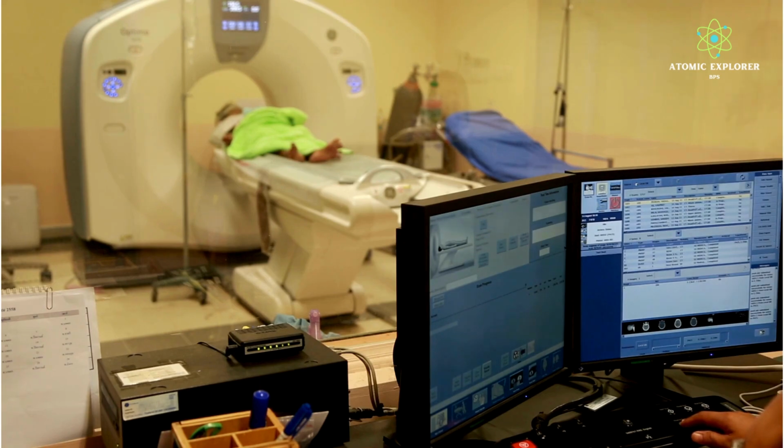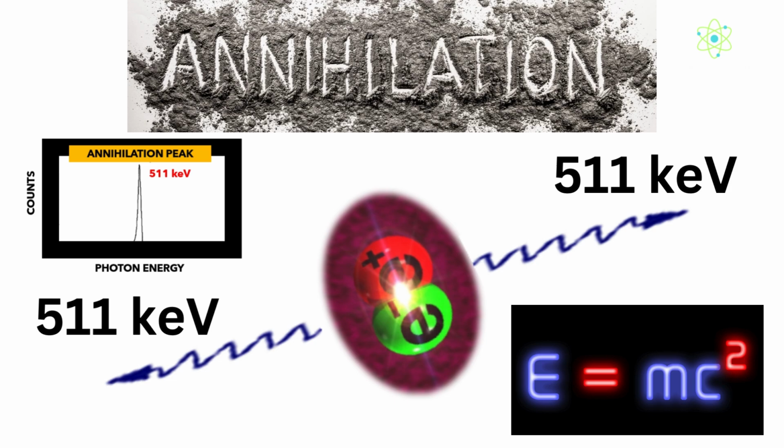Now, when a gamma radiation is emitted, how is it emitted? So, when a positron encounters an electron within the tissue, they annihilate each other, producing two 511 keV gamma rays that travel in opposite directions.